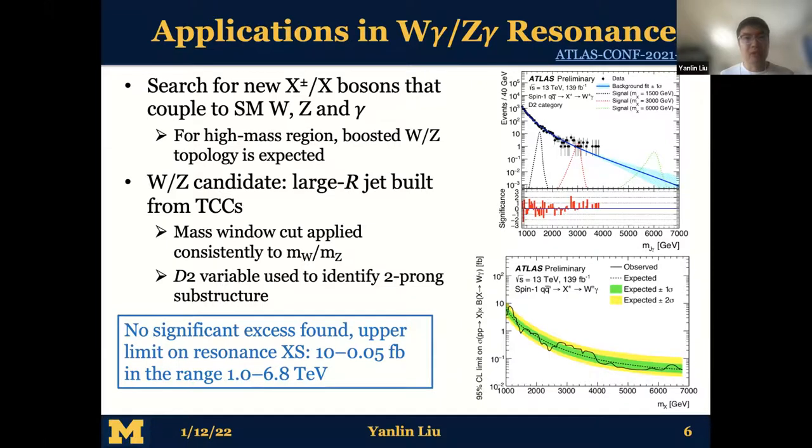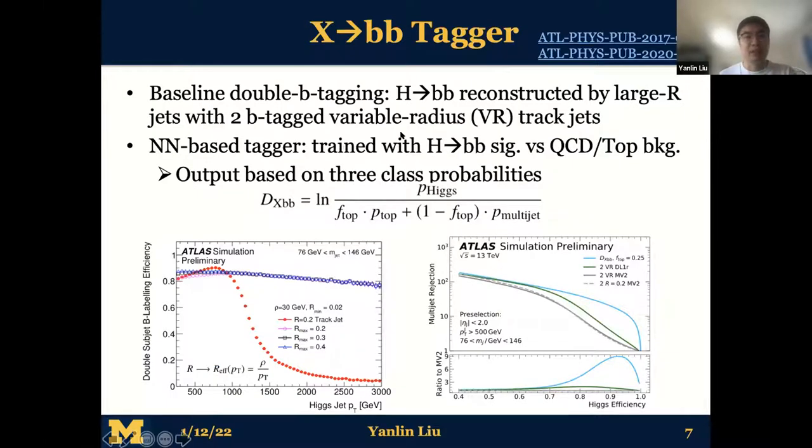Okay, then move on to this X to bb tagger. So first we have a baseline one, which is the double b-tagging technique. The Higgs decay into bb is reconstructed by a large object with two b-tagged variable radius track jets. So the plot on the bottom left just shows you this double b-tagging efficiency as a function of the Higgs jet pT by comparing with the benchmark with a fixed radius track jet. So clearly we can see by using variable radius track jets, there's a pretty large improvement regarding the efficiency for the very high pT region.